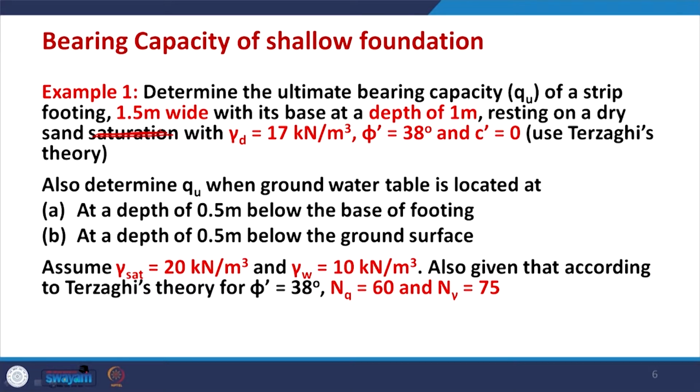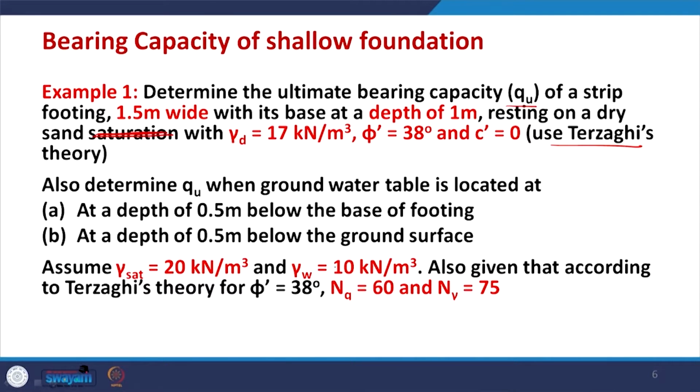So, the ultimate bearing capacity QU needs to be calculated using Terzaghi's theory. That is the first problem of this example. Once the QU has been determined for this case, then we need to see the effect of water table. What happens to the value of QU when the water table rises and reaches a depth of 0.5 meter below the base of the footing, that is one case, and another case when the water table further rises and is 0.5 meter above the base of the footing, or at 0.5 meter below the ground level.